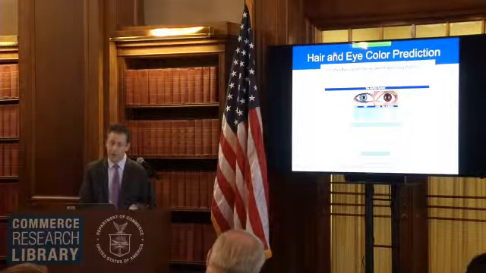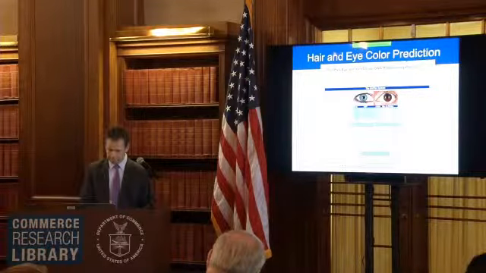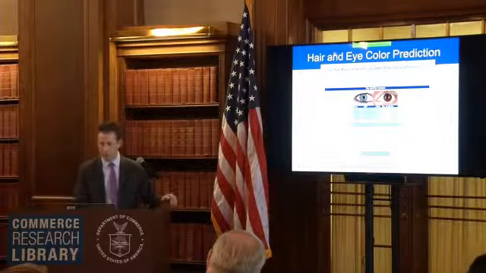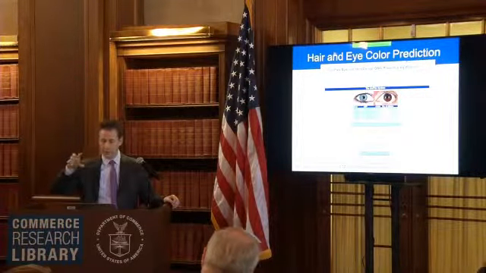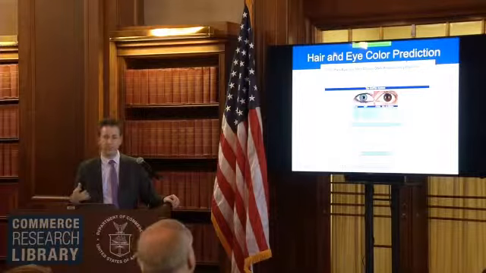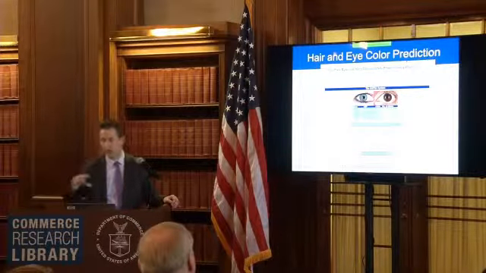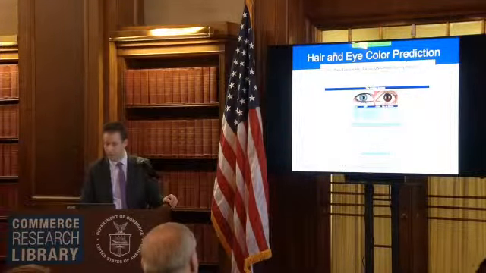There's also work out there for eye color and hair color prediction. This has really been led by a group in the Netherlands. This is a shot from their website. So they have SNP markers, these single bases that are used for predicting eye color and hair color, and these can also be put into a next-generation sequencing assay.